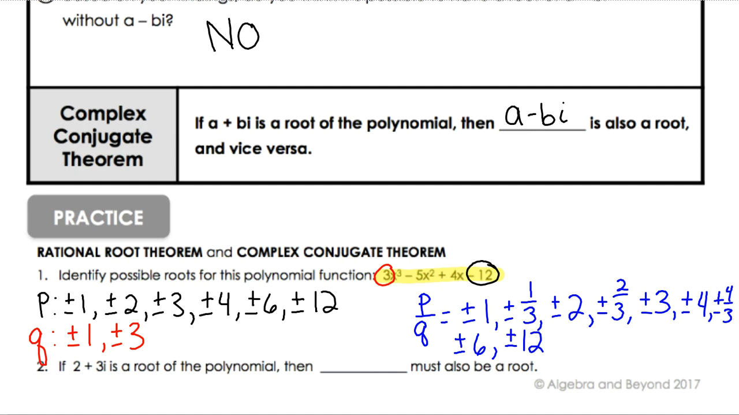Question 2 says that if 2 plus 3i is a root, then what also must be a root? So remember, the complex conjugate theorem says if 2 plus 3i is a root, then 2 minus 3i is also a root, no matter what.